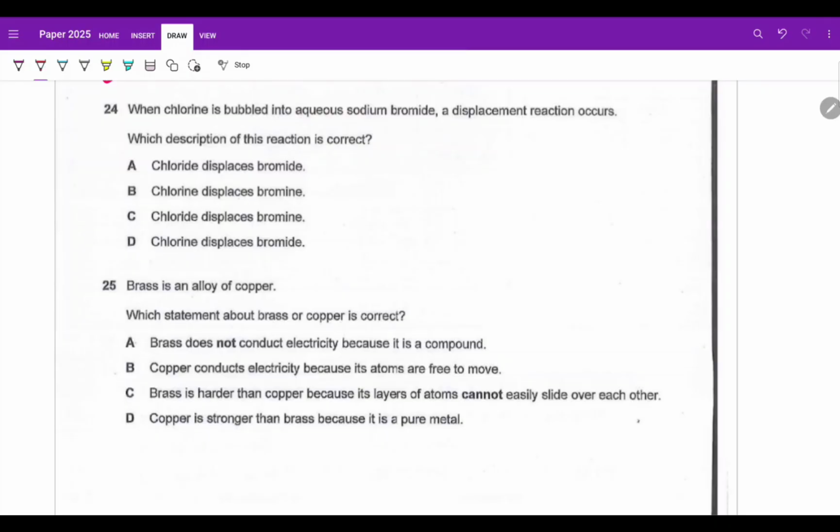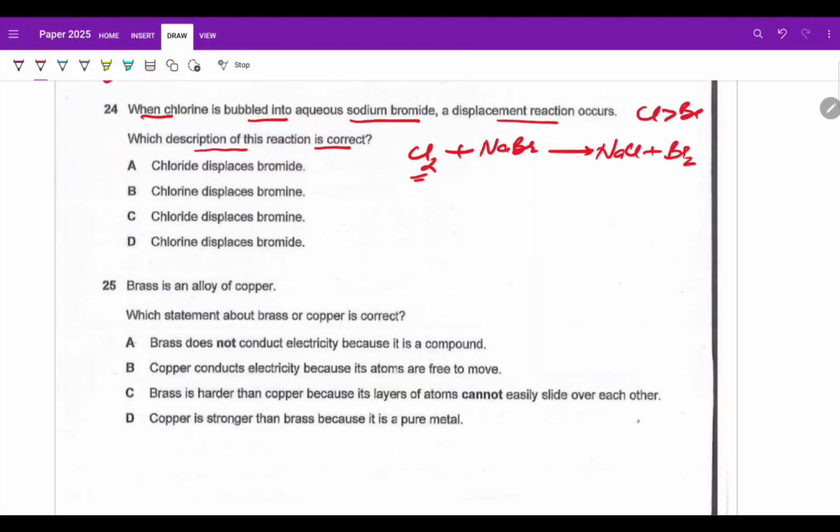Question 24. It says when chlorine is bubbled into aqueous sodium bromide, a displacement reaction occurs. Which description of this reaction is correct? I am bubbling chlorine gas into a solution of sodium bromide. We know that chlorine is more reactive than bromine. Therefore, displacement will take place, forming NaCl and Br2. Chlorine is displacing bromine. Basically, the bromide ions are converting into bromine.